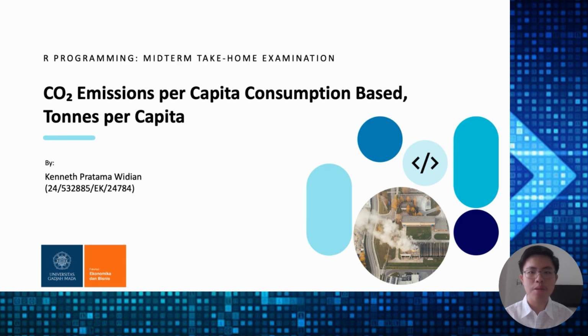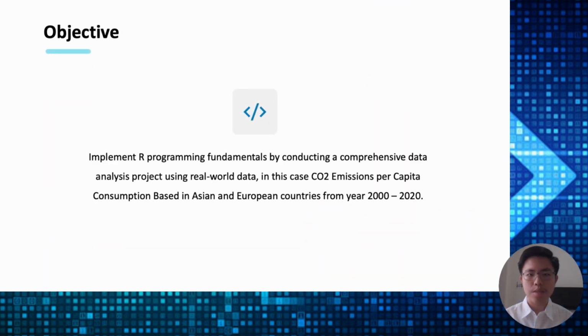I will present an analysis of data on CO2 emissions per capita from 20 Asian and European countries from the year 2000 to 2020 using the R programming language. The purpose of this experiment is to implement the fundamentals of R programming by prioritizing data analysis using real data. In this case, CO2 emissions per capita in Asian and European countries from the year 2000 to 2020.